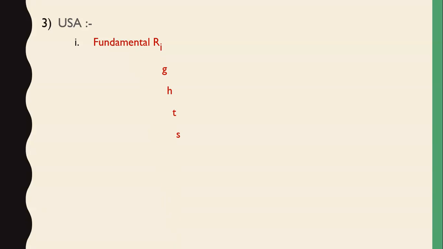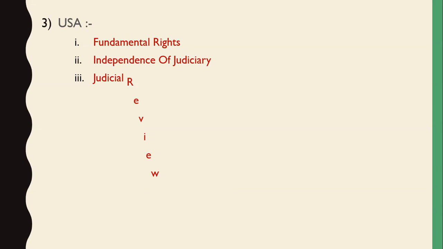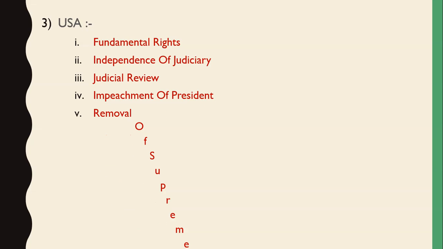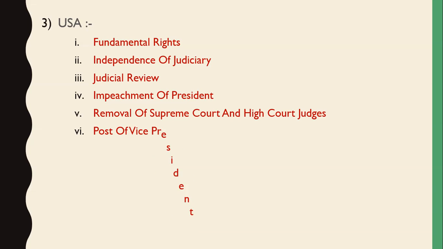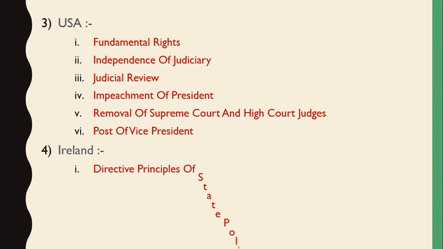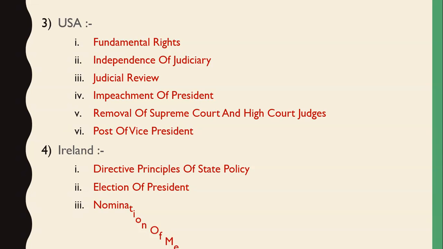Okay, now friends, which provisions do we adopt from USA? So we adopted fundamental rights from the Constitution of USA. Okay, so what are fundamental rights? So fundamental rights are certain rights, okay, which are guaranteed to the people of a country. For example, in Indian Constitution, fundamental rights are given from Article 12 to Article 35. Okay, so we have many fundamental rights. For example, right to equality, right to freedom of speech and expression, right to form associations, okay, right to life.